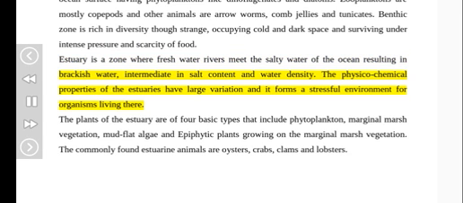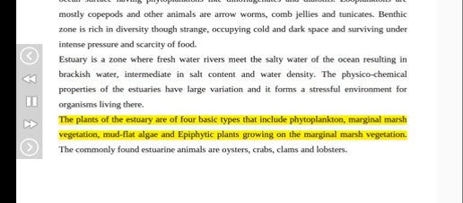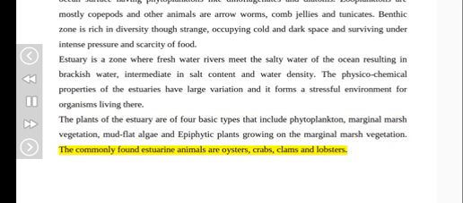The physico-chemical properties of the estuaries have large variation and it forms a stressful environment for organisms living there. The plants of the estuary are of four basic types that include phytoplankton, marginal marsh vegetation, mud-flat algae and epiphytic plants growing on the marginal marsh vegetation. The commonly found estuarine animals are oysters, crabs, clams and lobsters.